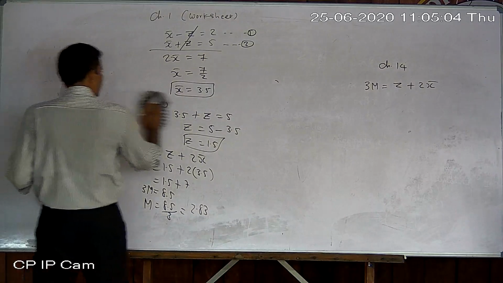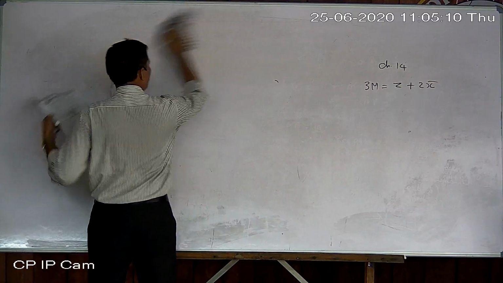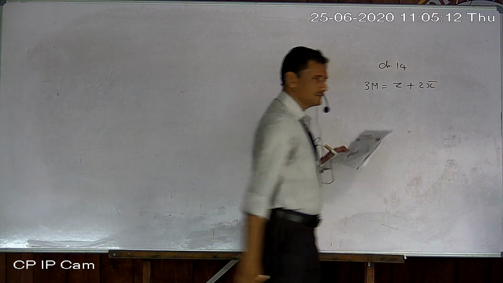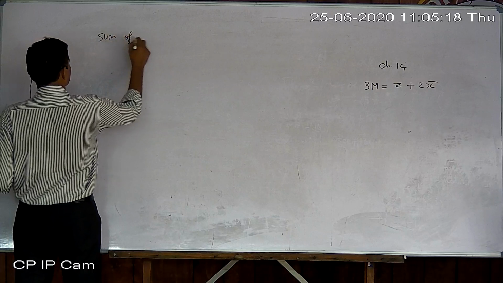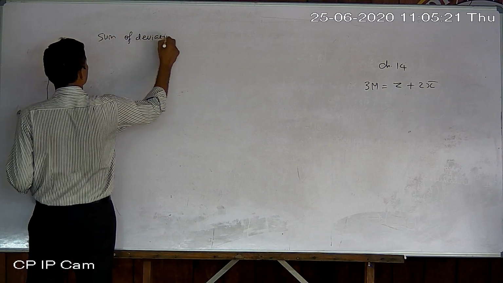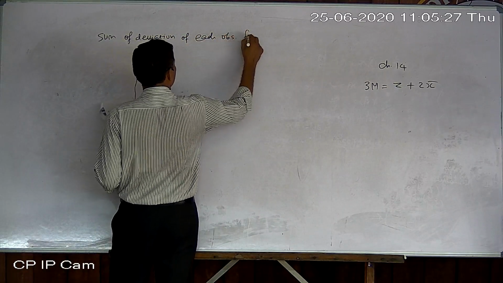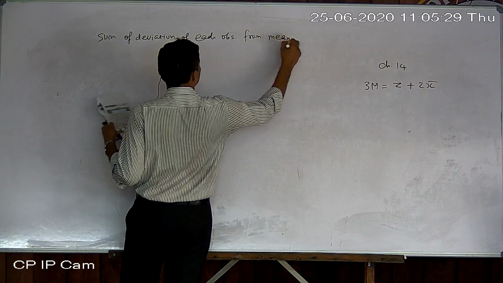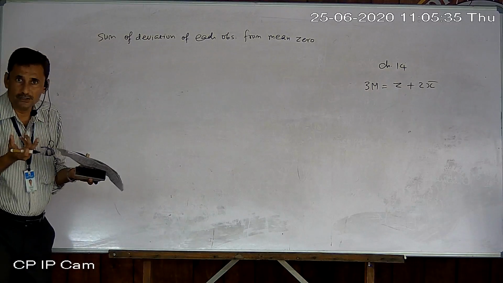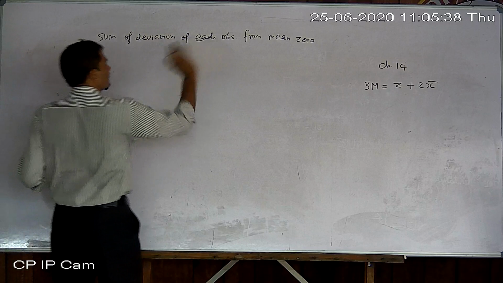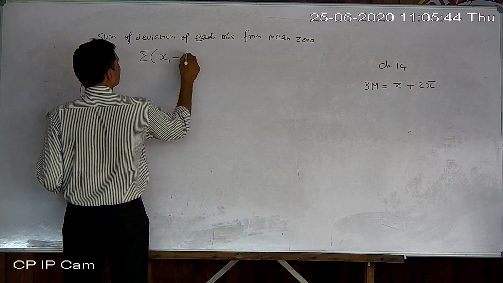Actually there is one statement in statistics. I am writing that concept in statement form and in symbolic form both. Sum of deviation of each observation from mean is 0. Sum of deviation, deviation means difference, but difference of what? Observation and mean, it is 0. So sum means sigma, summation of observation minus mean is 0.